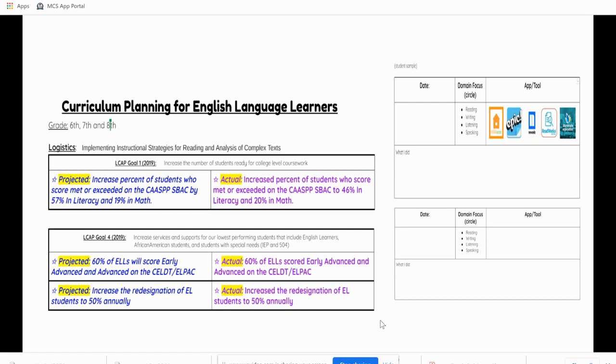Your LCAP goal number 4 for 2019 was to increase services and support for your lowest performing students. That included English language learners, African American students, and students with special needs with IEPs and 504s. Your projection was 60% of ELLs will score early advanced and advanced on the ELPAC. You were able to do that. That's great. Your other projection was to increase the redesignation of EL students to 50% annually. You were able to do that as well.